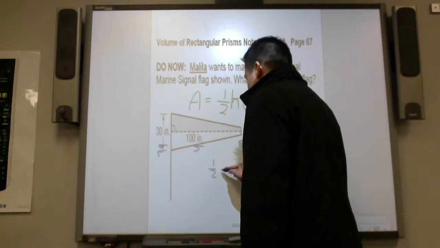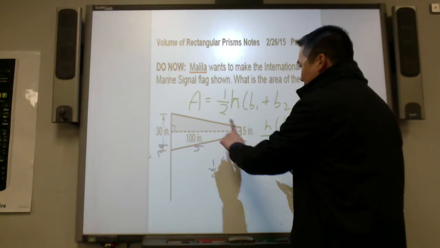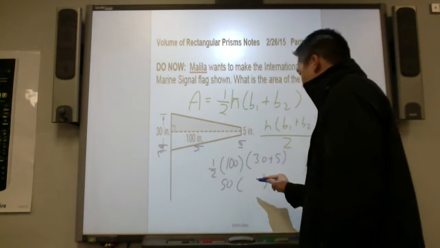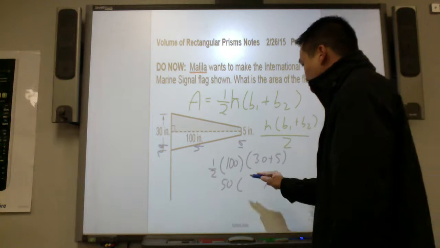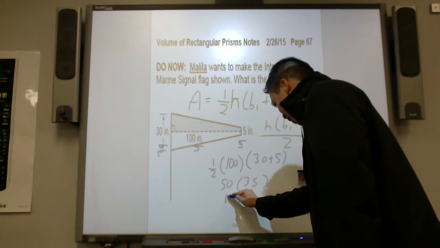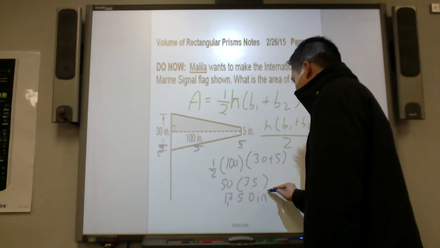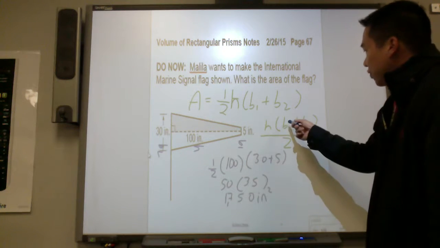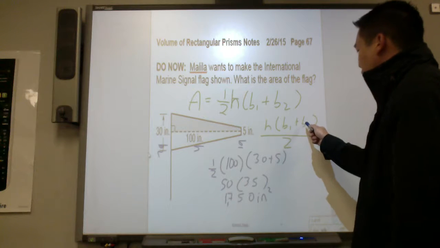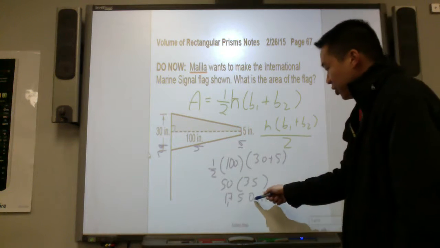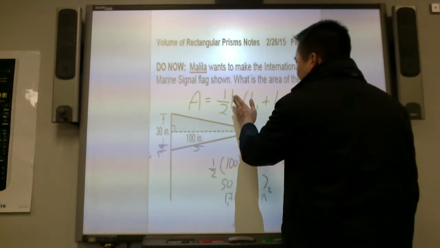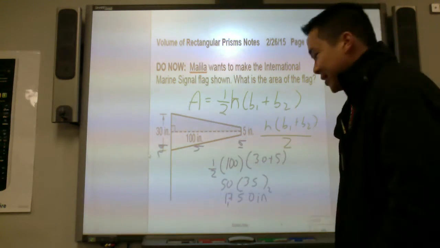So half of the height, and you add the two bases up. So what's half of 100? 50. And if you add up the sum of the two bases, 35. So 50 times 35 is, let's see if we do it in my head, 1,750 square inches. If you did not like this one, you could have done it this way. You add the two bases times the height. So it would have been 100 times 35, which is 3,500, divided by 2, 1,750 square inches. So again, to do area of a trapezoid, you do half of the height times the sum of the two bases.